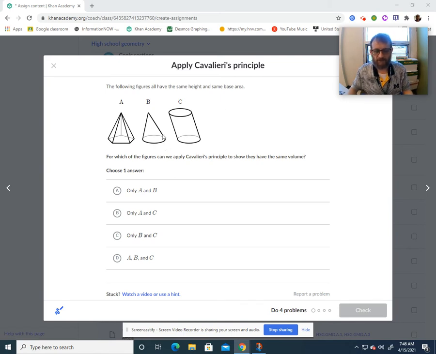Now, visually, you should be able to clearly see which two of these can have the same volume. I mean, this shouldn't be shocking to you. These two, because they're conical, well, this is a pyramid and this is a cone, they have the same base area and the same height. So they're going to have the same volume.